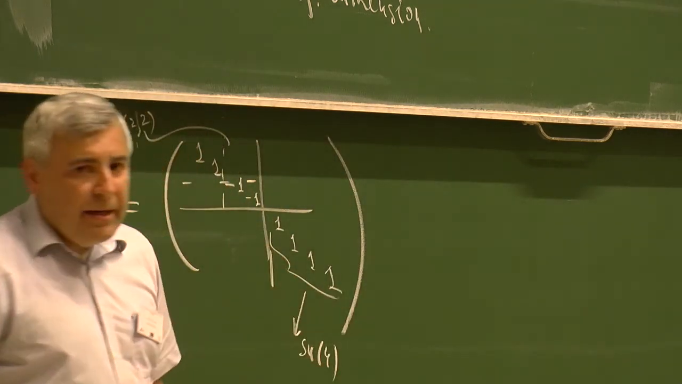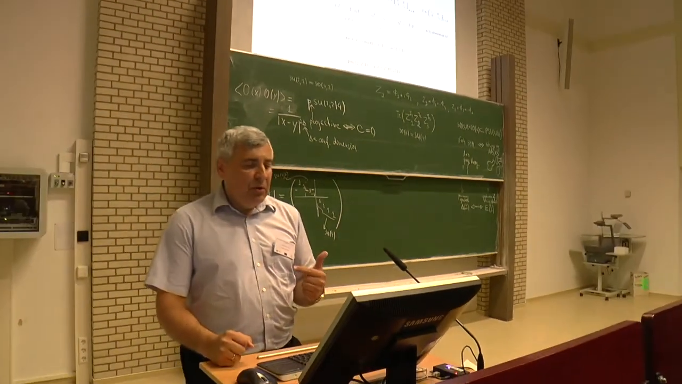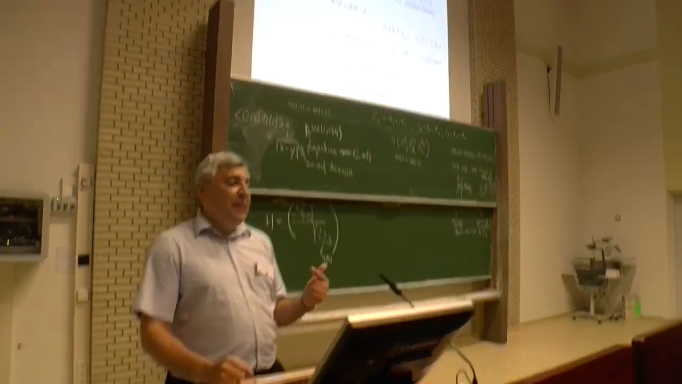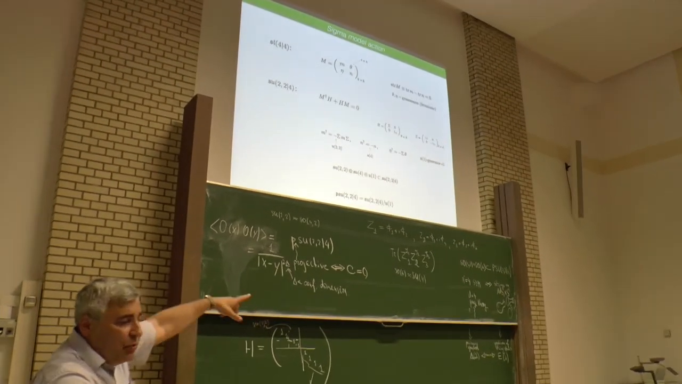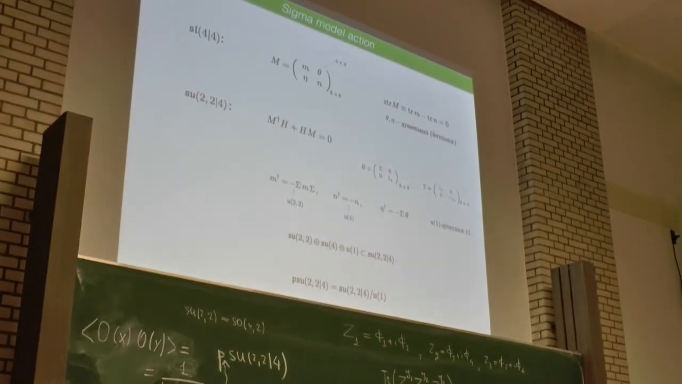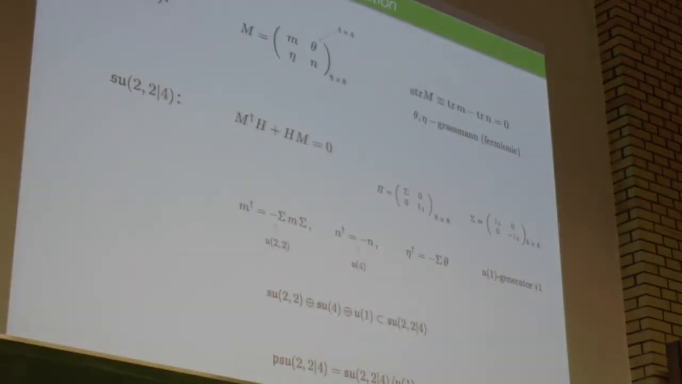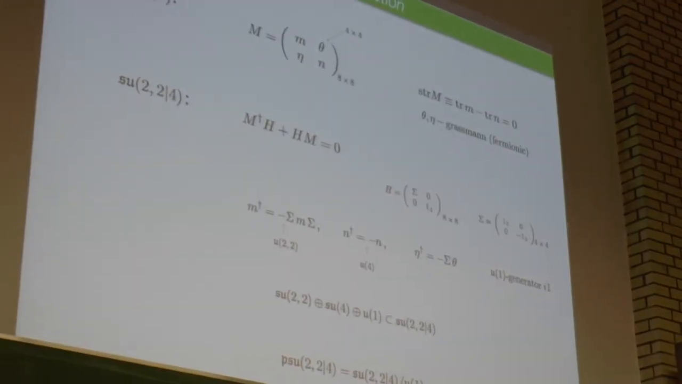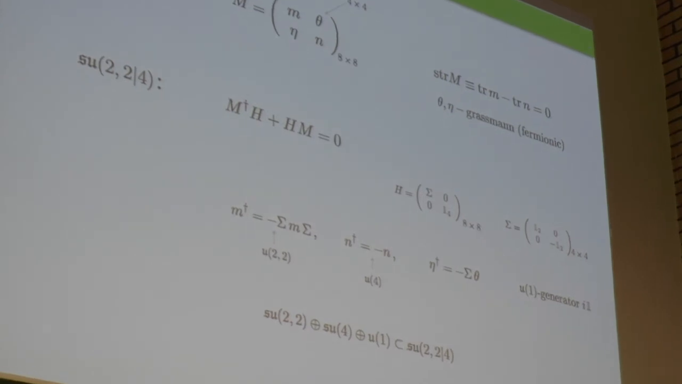So if you now write this reality condition for individual blocks, you will see that for the upper diagonal block M, it reduces to the usual condition that you have the group U(2,2). For the block N, N† = -N, which of course defines for you the Lie algebra u(4). And the fermions are related: eta† is obtained from zeta by multiplication with this matrix sigma.